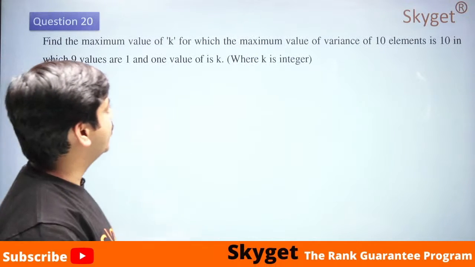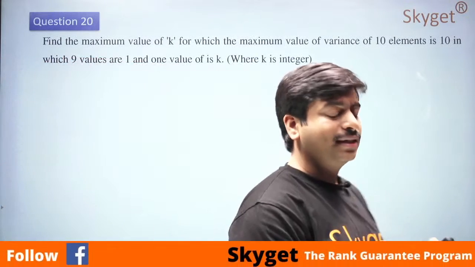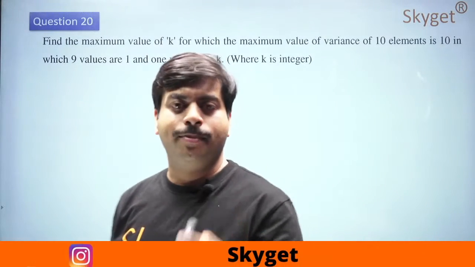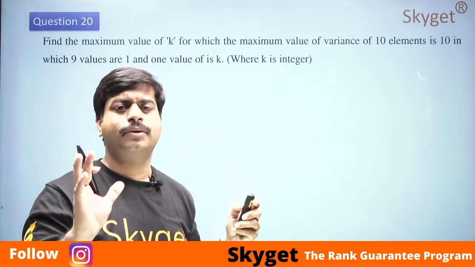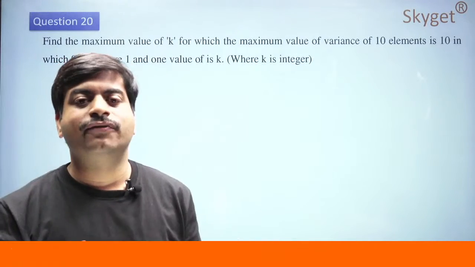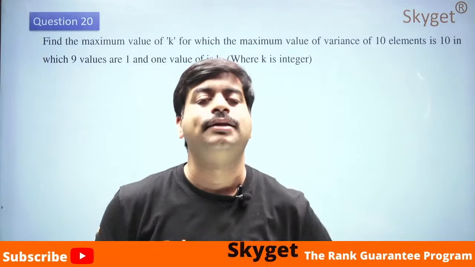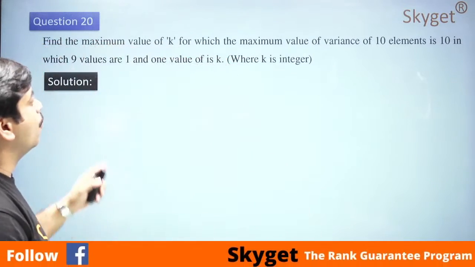Find the maximum value of k for which the maximum value of variance is given. Statistics: I don't think there is any paper without statistics till now. Very simple, but you face difficulty only because of lack of practice, nothing else here. So we'll see what a variance is.